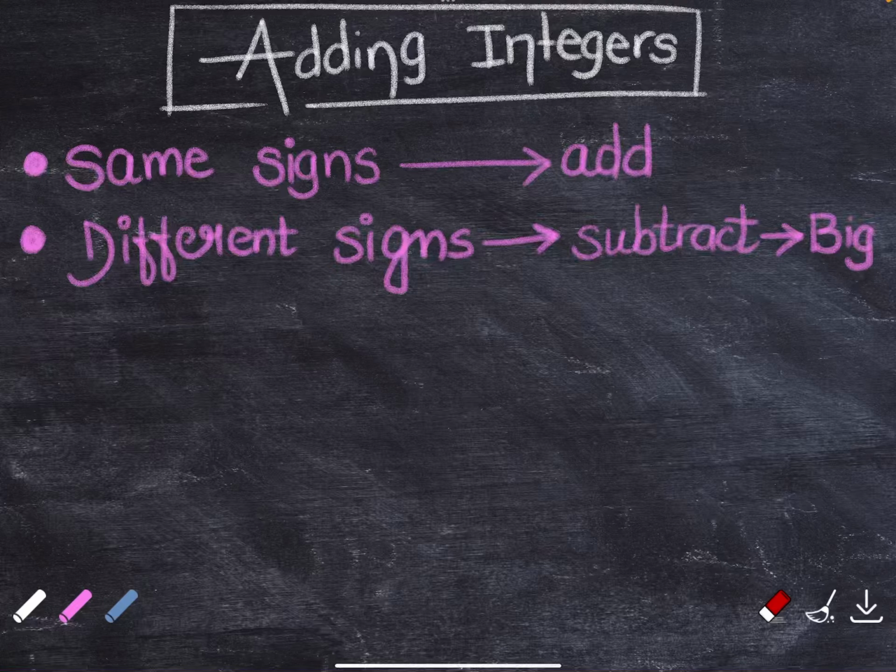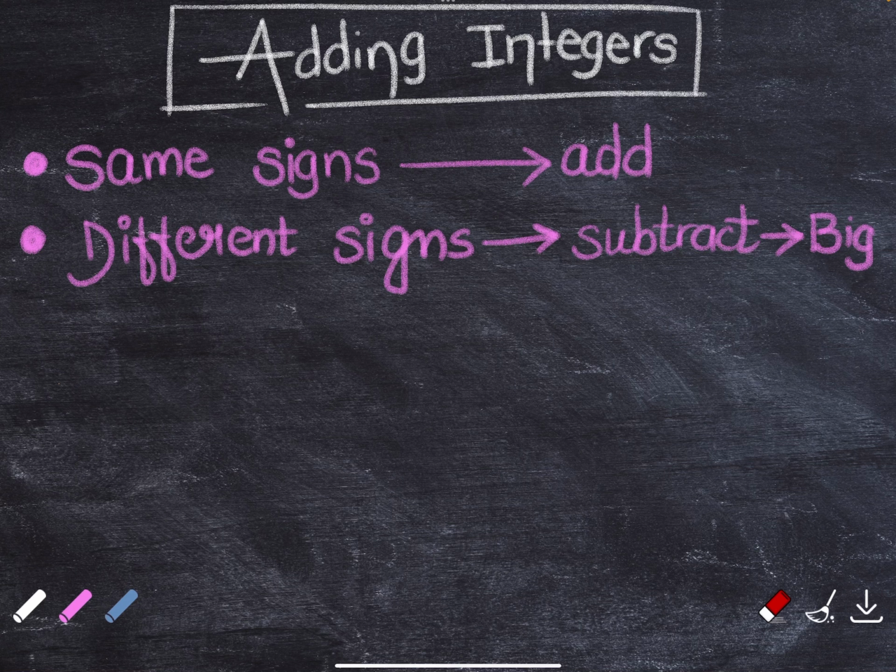We will talk about the concept of adding integers. Integers are a set of positive and negative numbers. The first rule you need to remember is that if signs are same, you always add. And if signs are different, you always subtract. You keep the sign of the bigger number.